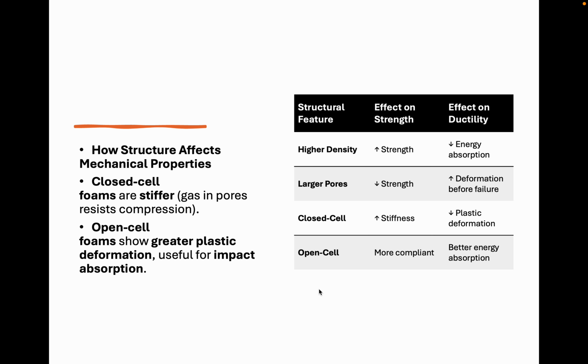The internal structure affects how strong or flexible the foam is. Closed cell foams are stiffer and resist compression better, so they are great for supporting weight. Open cell foams are softer and absorb energy well, which makes them ideal for impact protection like in helmets or car bumpers.